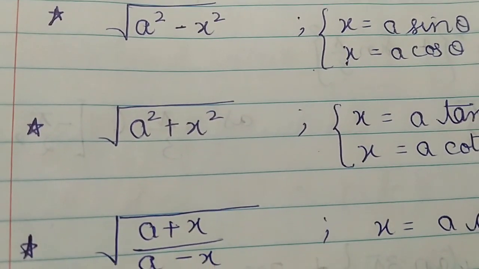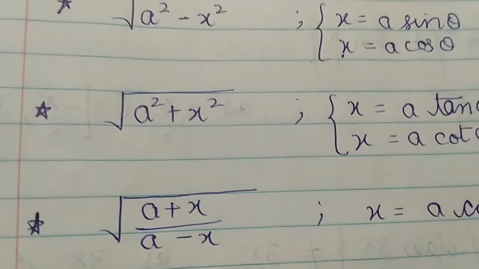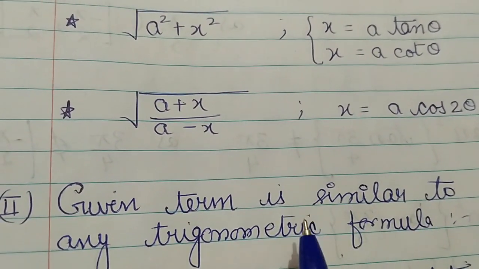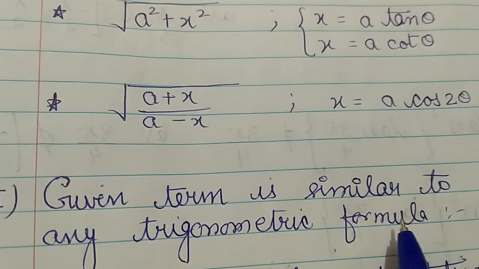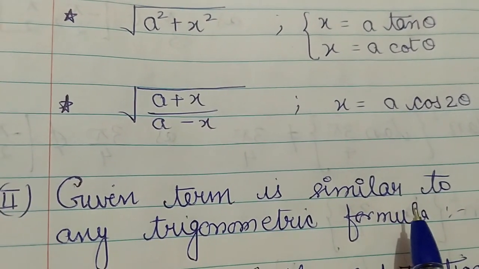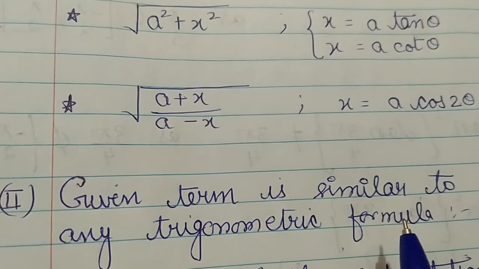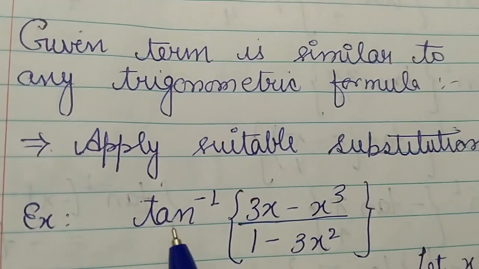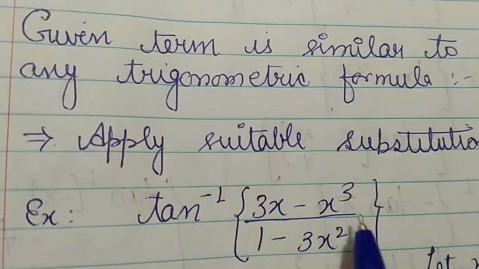In that particular case, we apply a suitable substitution, because the question must be in the form of some trigonometric formula, or have a term which may be in the form of some particular trigonometric formula. Let us take an example. Suppose we have a question tan inverse of (3x minus x cube) upon (1 minus 3x square).